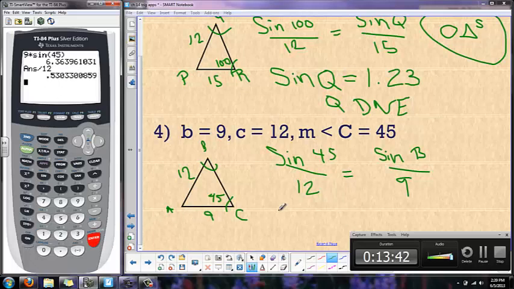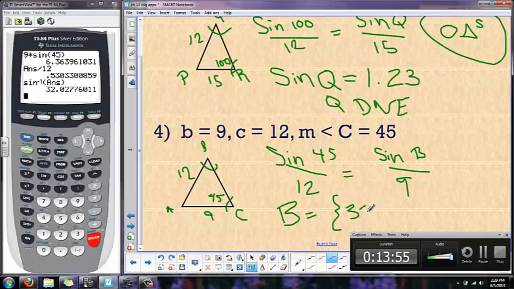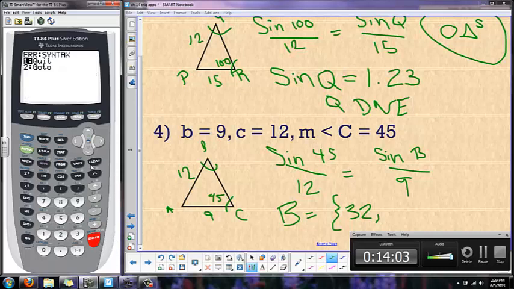That's what sine of B is equal to, but I want to know what angle B is equal to. So second sine, second answer. B is equal to 32 degrees and also 180 minus 32. Whoops. And I'm going to stop and then just start this up in one more second.